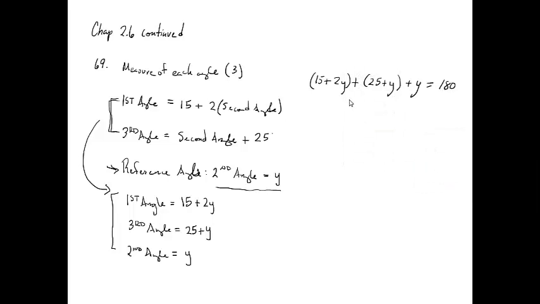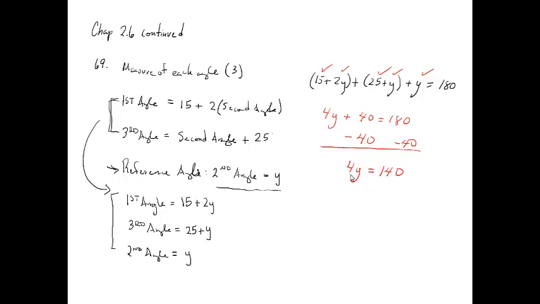Let's do a red. So we have 2y plus y is 4y, plus 15 plus 25 is 40, equals 180. So I have 4y plus 40 equals 180. Now I need to solve for y, which means I need to get it by itself. So the first thing I'm going to move is this plus 40, and I'm going to move it by subtracting, because that's the opposite of adding. And I get 4y equals 140.